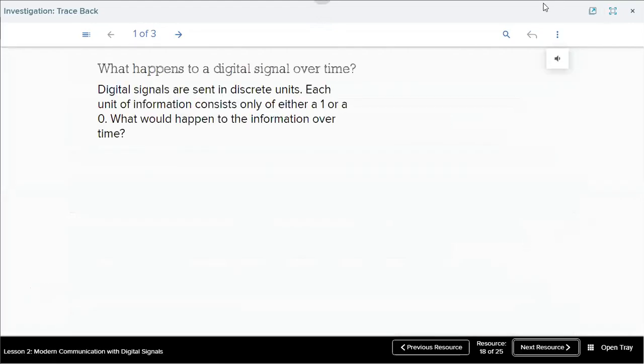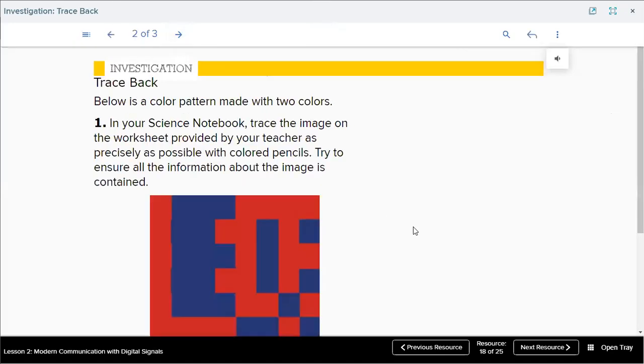This is about what? Listen, please. What happens to a digital signal over time? Digital signals are sent in discrete units. Each unit of information consists only of either a 1 or a 0. What would happen to the information over time? Okay, this is number 1.